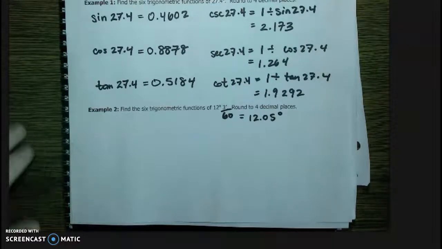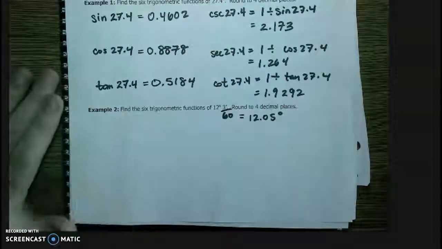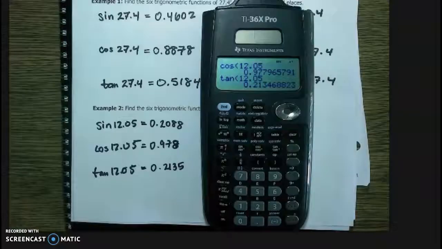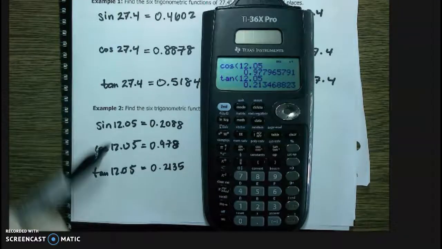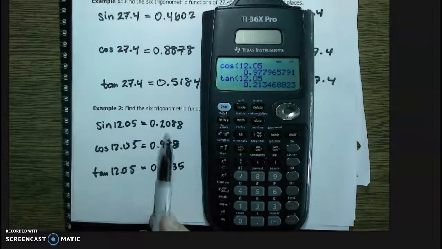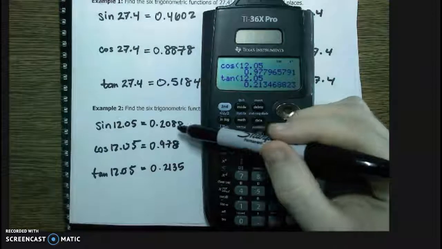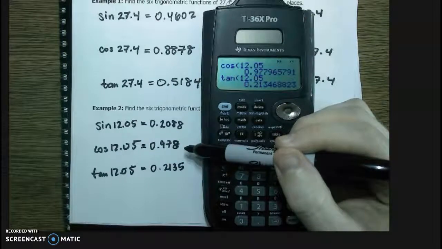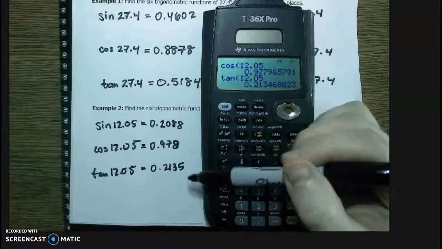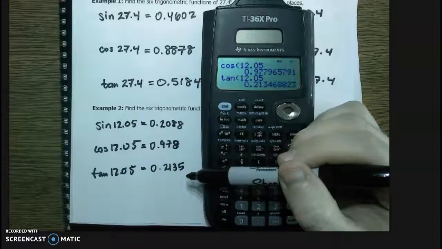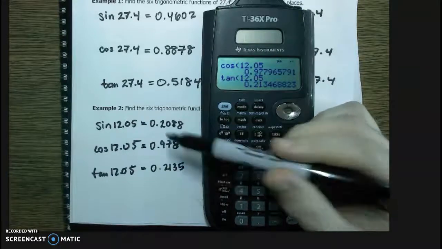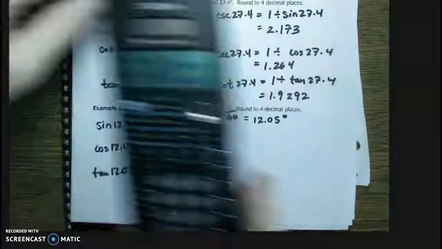And now we just find all 6 trig functions. So find your sine, cosine, and tangent to begin with. So I just typed in sine of 12.05 and I got 0.2088. I typed in cosine of 12.05 and got 0.978. And I typed in tangent 12.05 and got 0.2135. Now we're going to find the reciprocal functions. So you're going to do 1 divided by each of those.